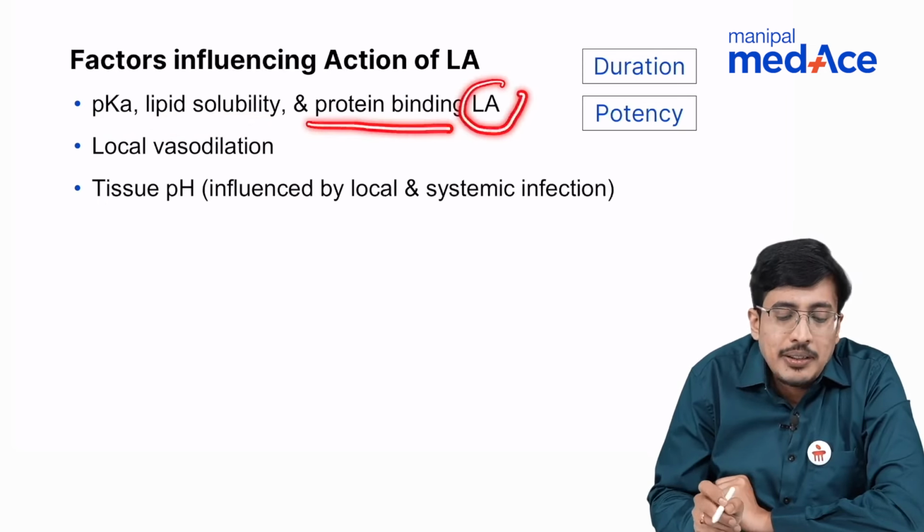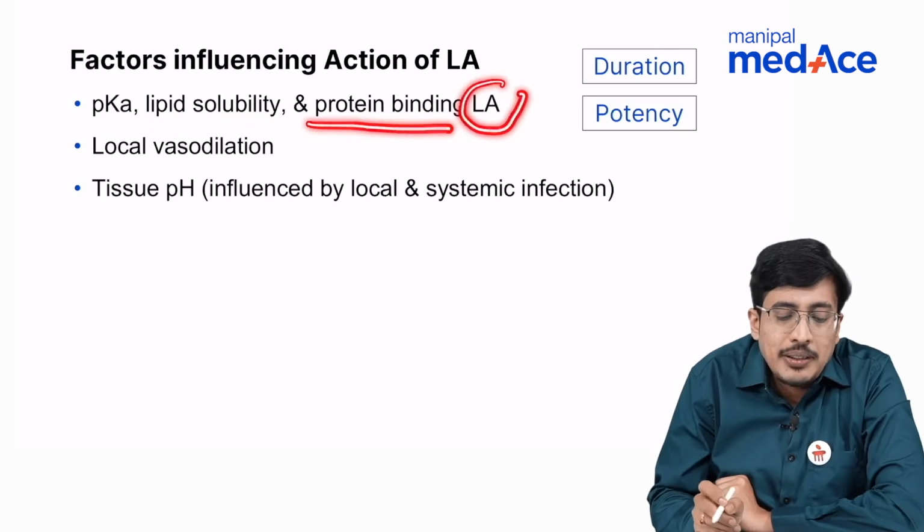The tissue pH plays a vital role in the action of local anesthetic. The tissue pH can get altered, especially in case of systemic or local infection, which will reduce the action of local anesthetic. Local anesthetic agents are classified based on their chemical composition.